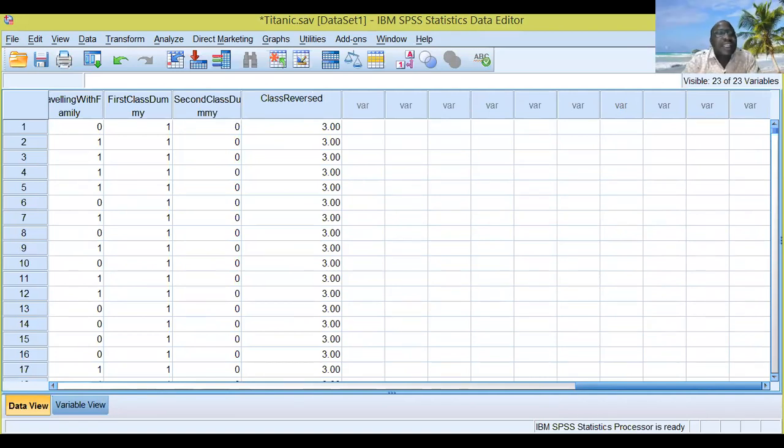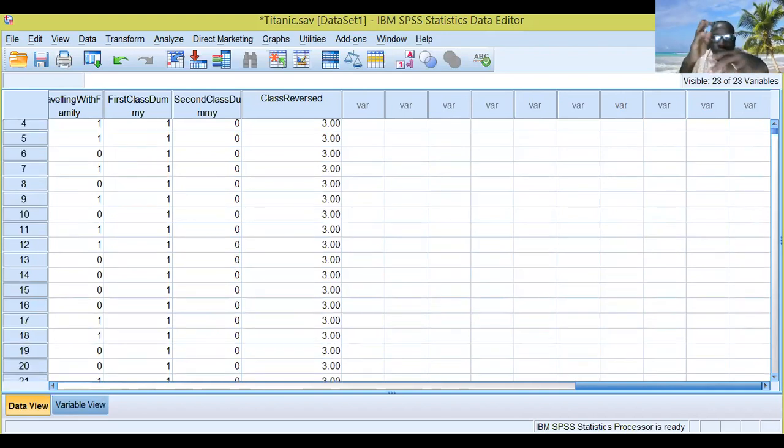Yes, sir. What it does is that if you look at it, the first class was coded 1, second class was coded 2, third class was coded 3. We now reverse it. First class is coded 3 now, second class remains 2, third class 1. If you want to reverse something that is 1 to 3, you minus them from 4. When you minus them from 4, the one that was 3 will become 1, the one that was 2 will become 2, the one that was 1 will become 3. That's how to reverse coding. If you have something on the Likert scale 1 to 5, if you want to reverse it, you minus from 6, because the highest is 5.